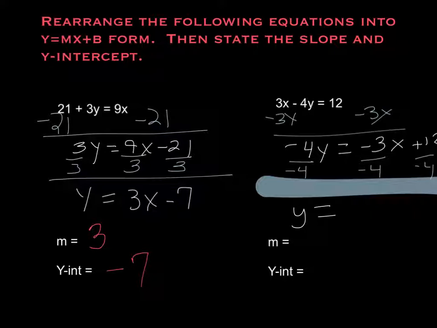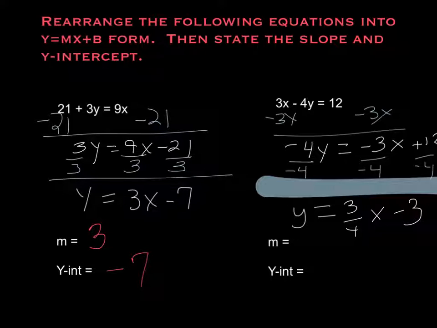Now here's the deal. Do you see these guys? 4 does not go into 3. So I'm going to leave it like a fraction. But then also we have two negatives. Guys, negative divided by negative is positive. So negative 3 divided by negative 4, I'm going to leave it as 3/4. I've got my x there. And then 12 divided by negative 4 is negative 3.